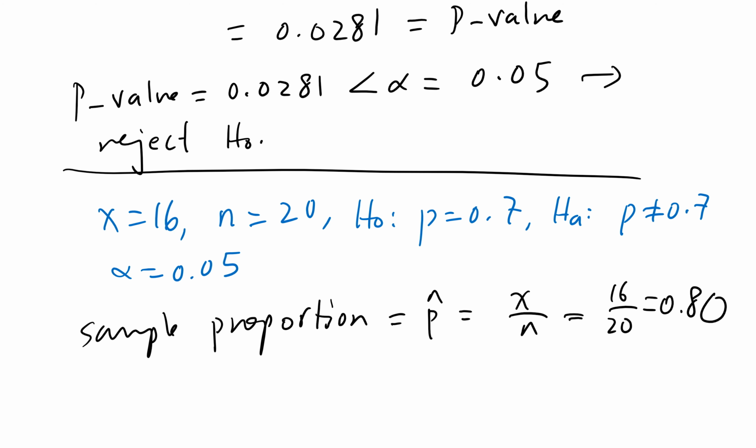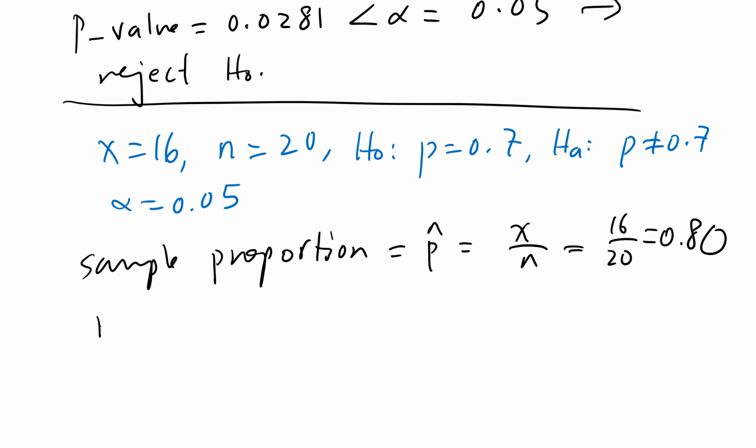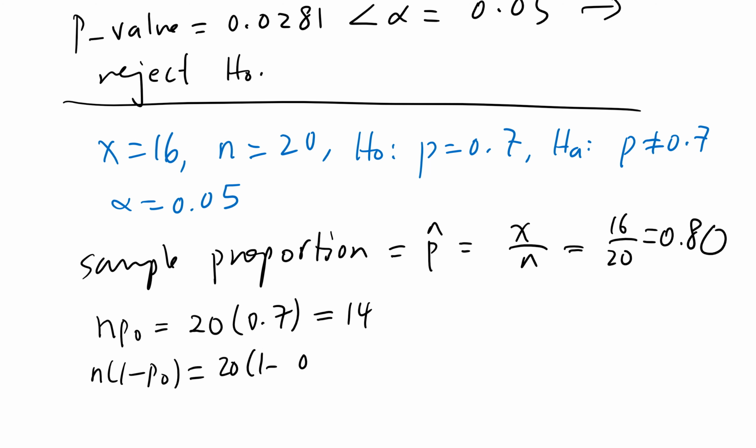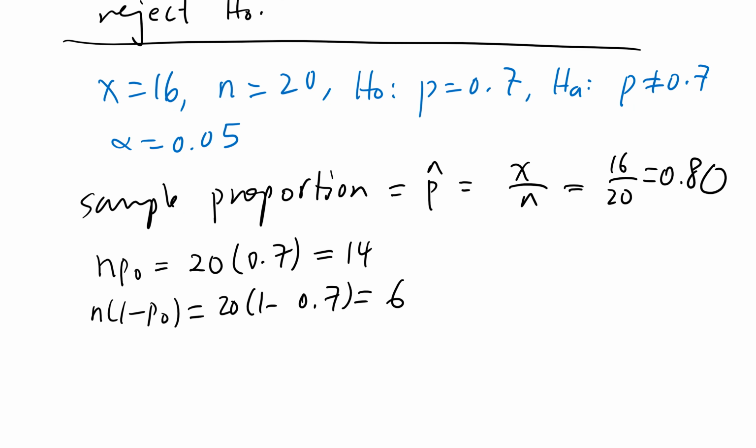Then decide whether using the one proportion z test is appropriate or not. To do that, we need to find n times p0. N times p0 is 20 times 0.7, that's what p0 is, and that gives us 14. This should be bigger than or equal to 5. And also n times 1 minus p0, so 20 times 1 minus 0.7, that is 6. That's bigger than or equal to 5. Since both of them are bigger than or equal to 5, we can use the one proportion z-test to perform the specified hypothesis test.